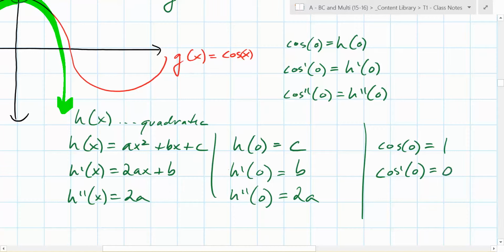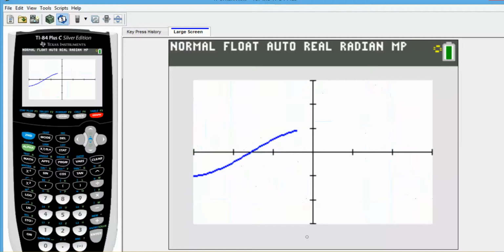What's cosine prime at 0? 0. And this is where you have to do a little bit in your head. What's the cosine second derivative at 0? What's the derivative of cosine? Negative sine. The derivative of negative sine is negative cosine, and negative cosine of 0 is negative 1. Are you with me so far? That's cosine. And then, theoretically, what should we see? Pretty cool. Pretty neat.